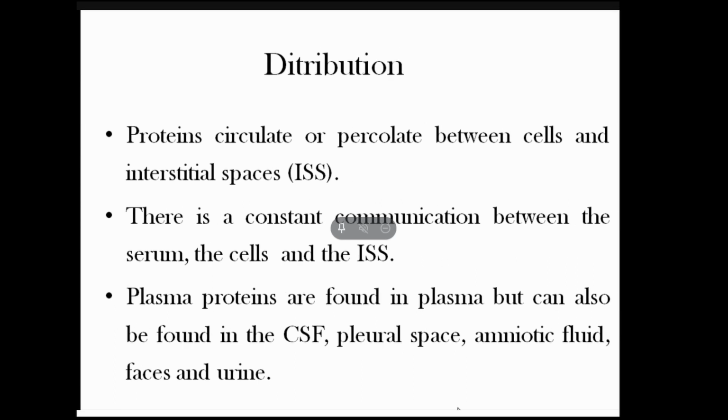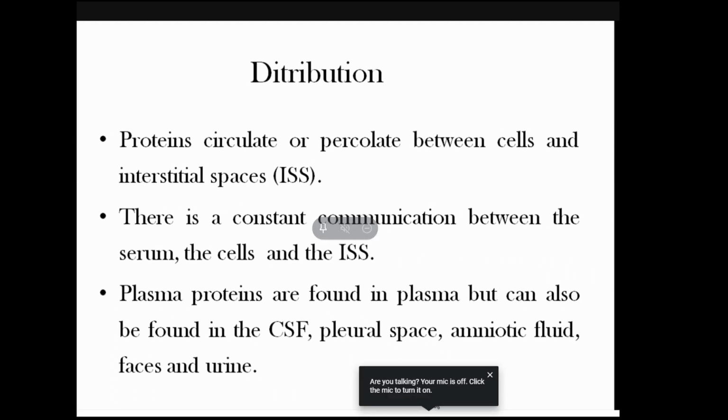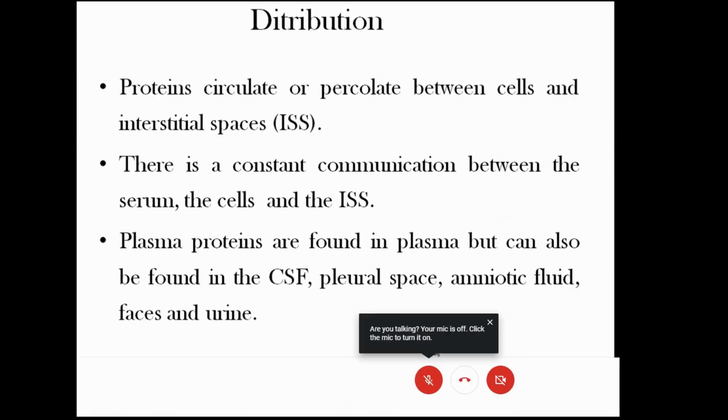The bulk of plasma proteins are found in plasma, but can also be found in CSF, pleural space, amniotic fluid. Feces and urine are not part of the body, so we can exclude that from this slide. So plasma proteins are found in plasma, but can also be found in CSF, pleural space, and other serous spaces that we have in the body.